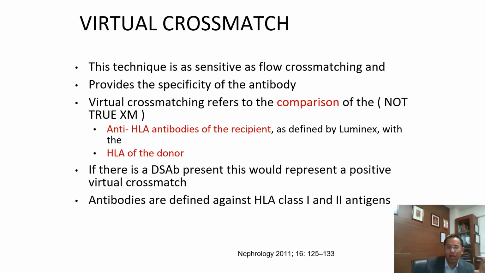Suppose a donor has an antigen of A02 and you have a patient who has an anti A02, then obviously your virtual cross match is positive. So it refers to the comparison of the anti HLA antibodies of the recipient, which is defined by the Luminex, and you compare it with the HLA typing or the antigen of the donor. So donor cells and patient serum. If there is a donor specific antibody present, it would be a positive virtual cross match. If it is not present, it is a negative virtual cross match.